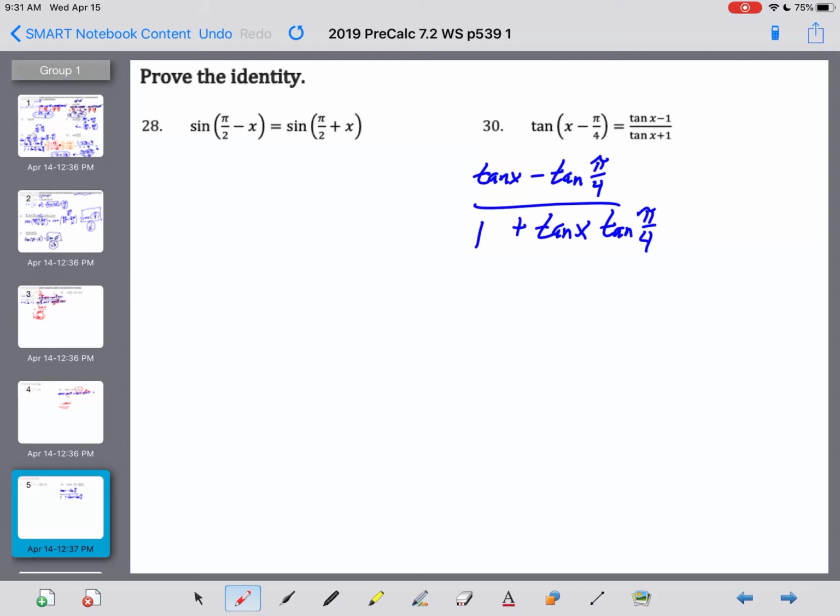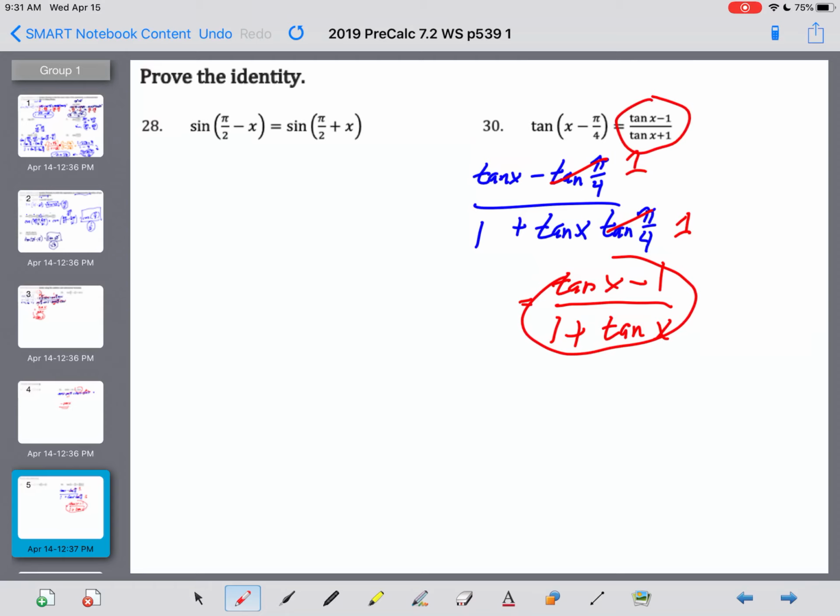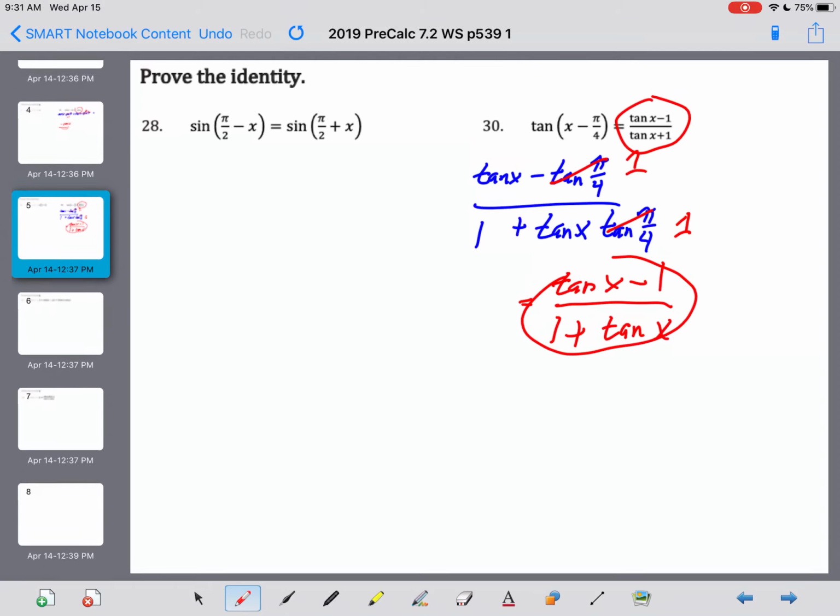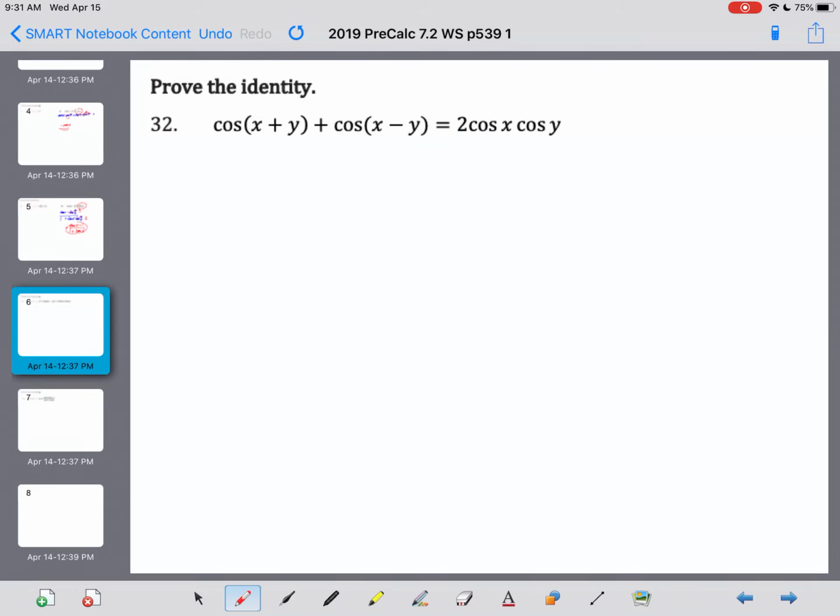Okay. So now I do have some simplifiable tangent expressions here. So tangent pi over 4 here is going to be 1. Here, this is also 1. So when I rewrite this, I get tangent x minus 1 over 1 plus 1 times tangent x. So that's simplified. This matches that, and we're done. So again, these go not too bad as you get going here.